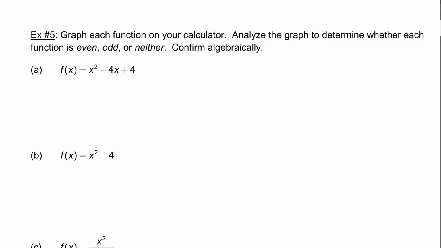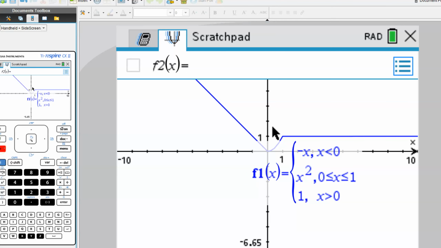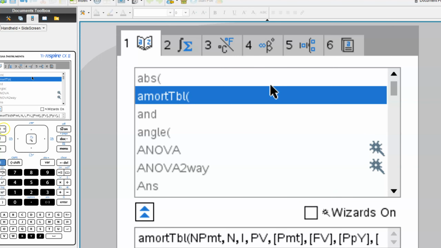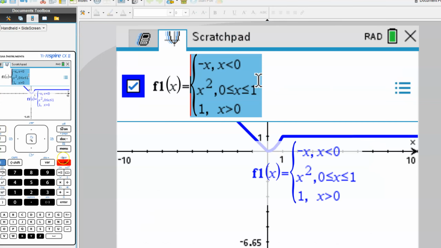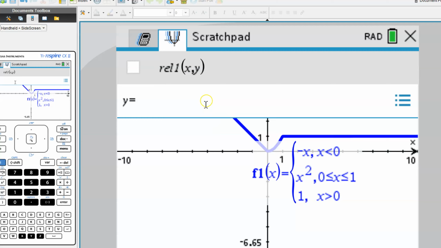So, graph each one on our calculator. So, x squared minus 4x plus 4. Okay, so I'm going to go at a lively pace. Oh my god, I did not select this? Oh my gosh, guys. Okay.